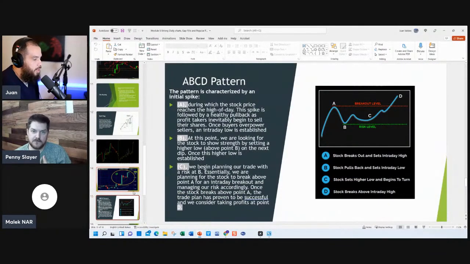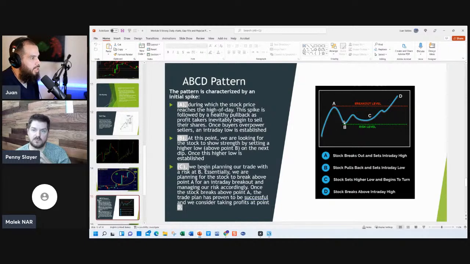So another pattern that some day traders or swing traders are familiar with is called the ABCD pattern. For someone who's new, it's going to be extremely difficult to identify the ABCD pattern, but it is a pattern that's out there. I've traded it before. I actually have a live video of me identifying it early and trading it, and I recorded it as I was trading it.